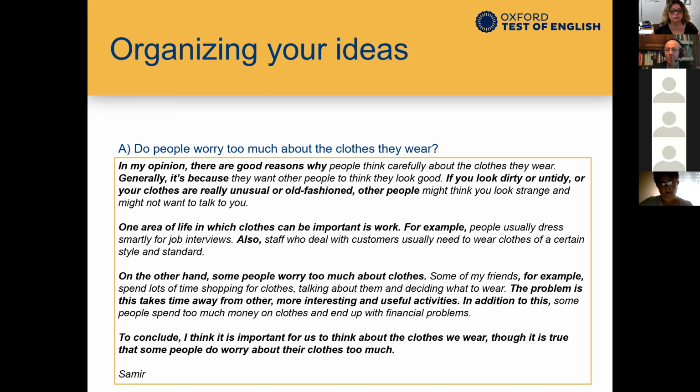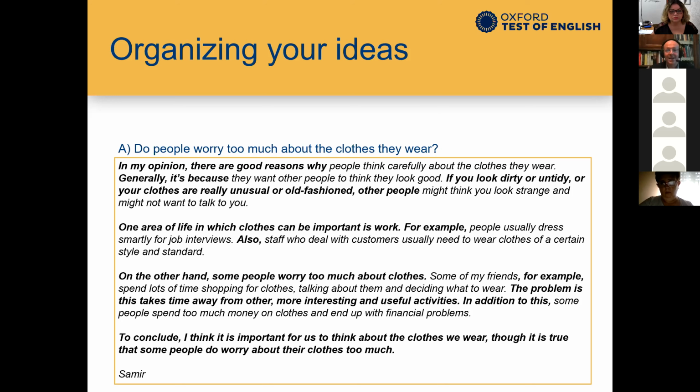Some of my friends, for example, and there we have, for example, again, and it's interesting to see how Samir has now moved, for example, into the middle of the sentence. You don't need to put it at the beginning every time. So you're not repeating all the time, for example, for example, for example. Okay. Some of my friends, for example, spend lots of time shopping for clothes.